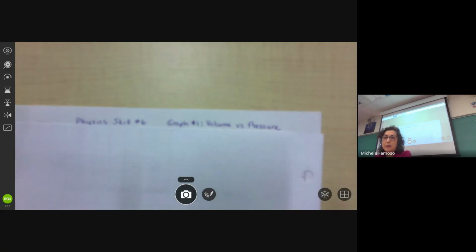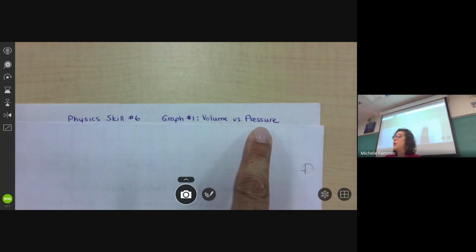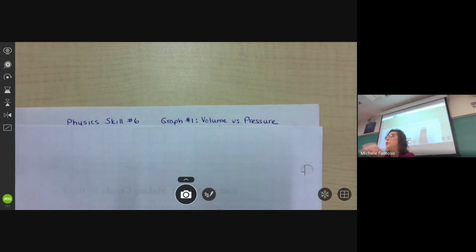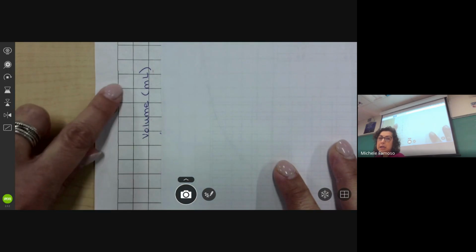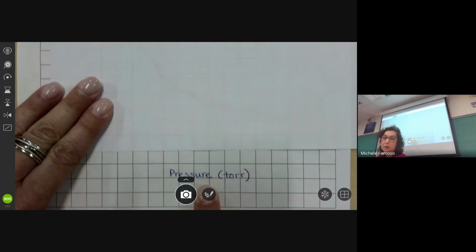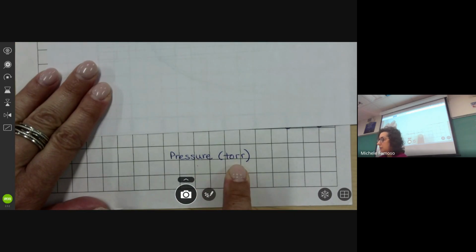All right, the first graph was the graph that had volume and pressure on it. So let's check that you have the correct title on this graph. The graph should be labeled volume versus pressure as the title. If you're missing the title, add it. If you reversed the variables, that's wrong. Please fix it. It had to be volume versus pressure, not pressure versus volume. On the y-axis, you should have put the label volume in mLs. On the horizontal axis, you should have put the label pressure in torr.